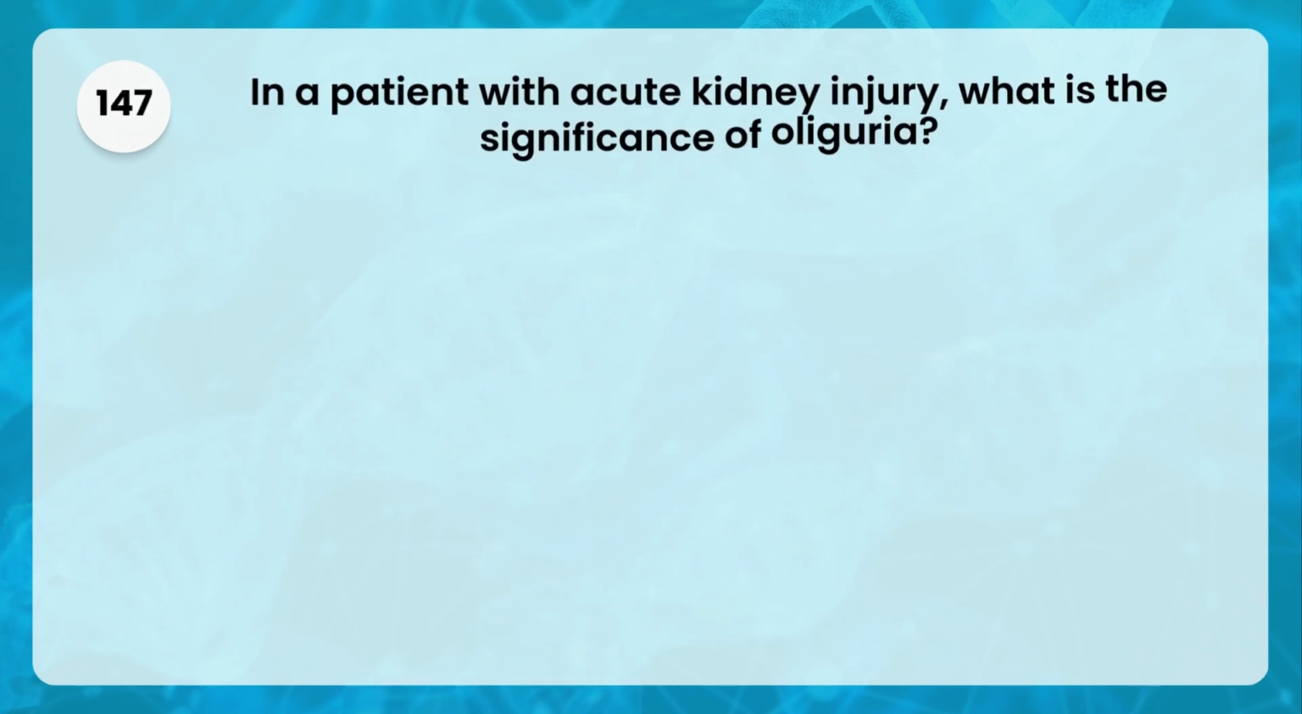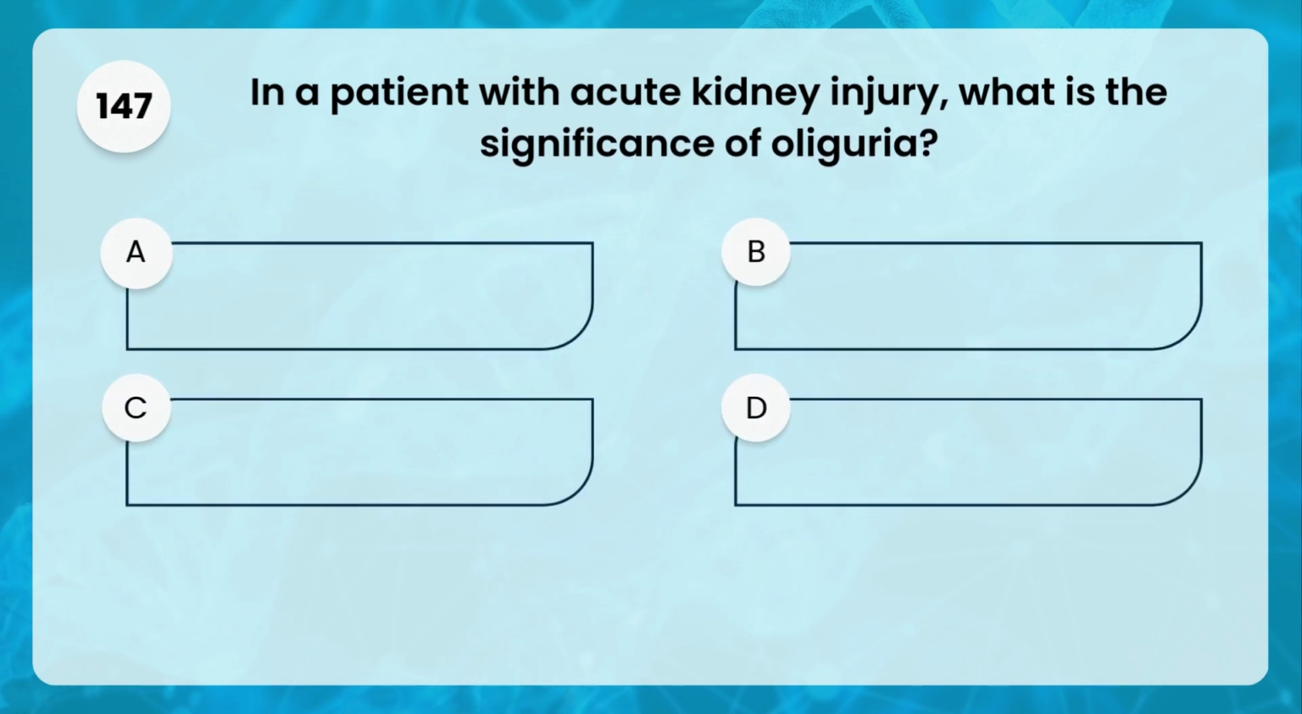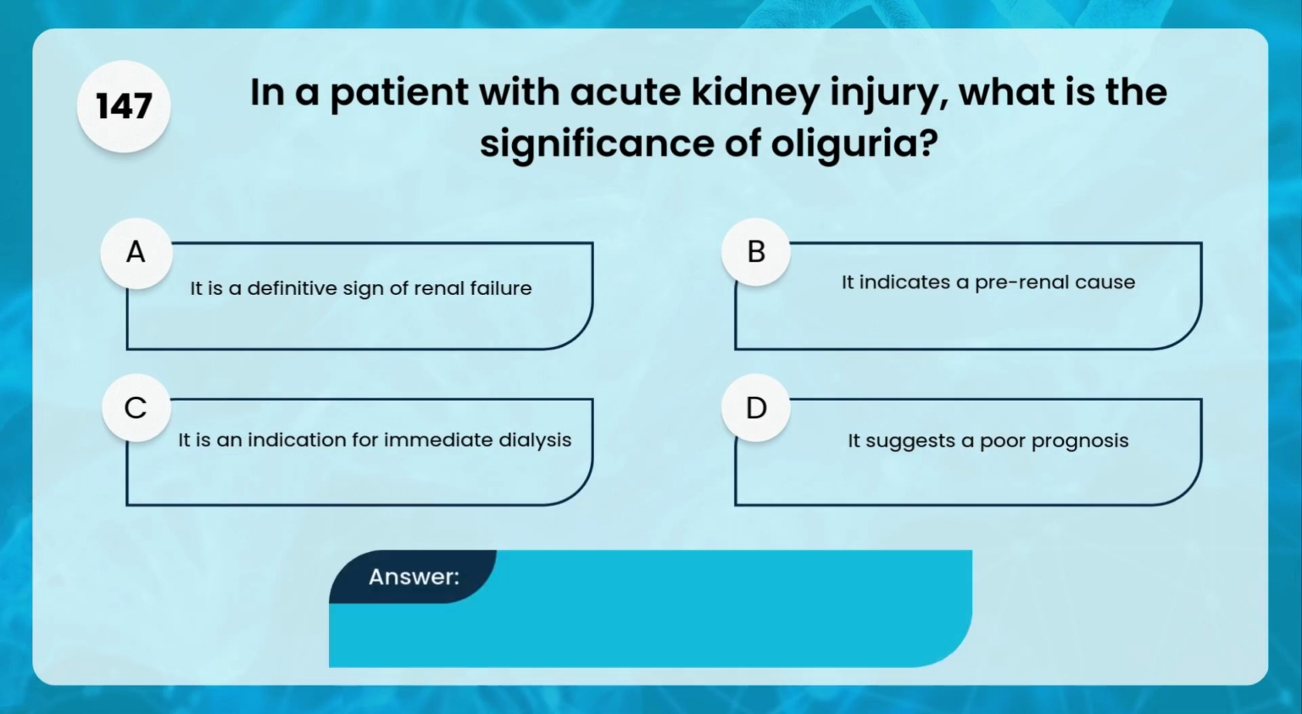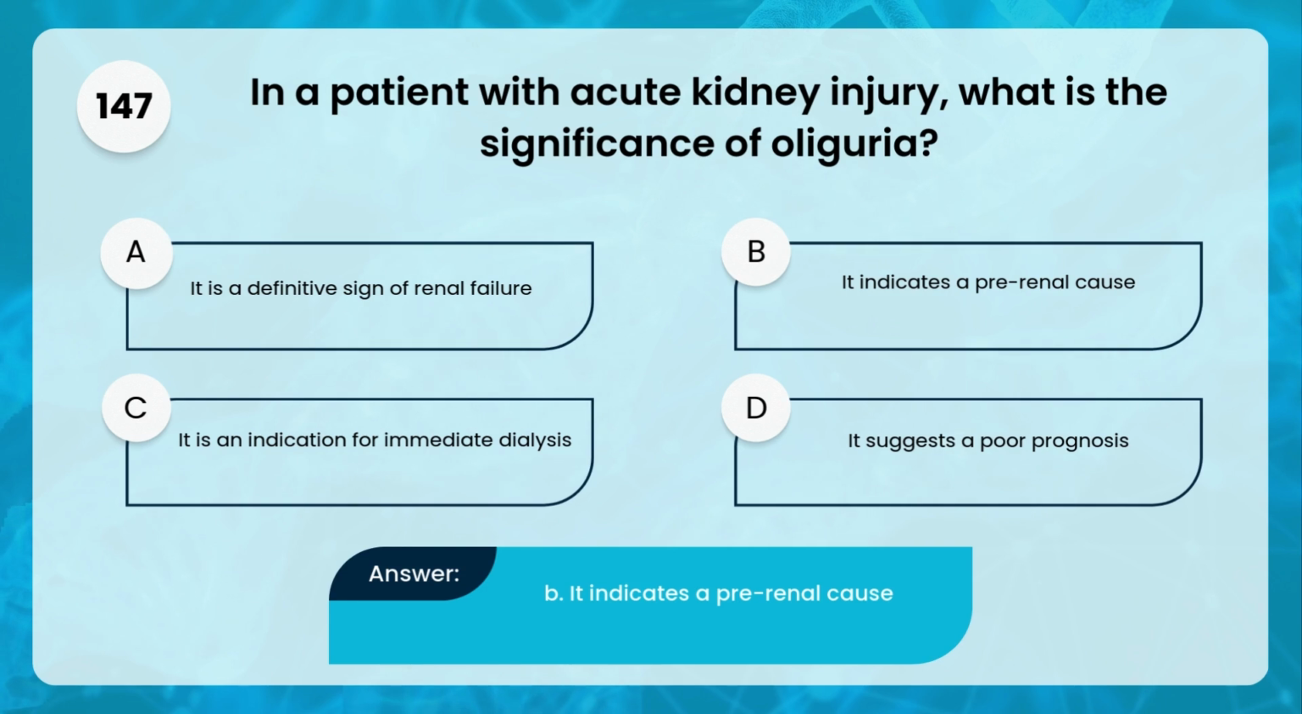147. In a patient with acute kidney injury, what is the significance of oliguria? A. It is a definitive sign of renal failure. B. It indicates a pre-renal cause. C. It is an indication for immediate dialysis. D. It suggests a poor prognosis. The answer is B. It indicates a pre-renal cause.